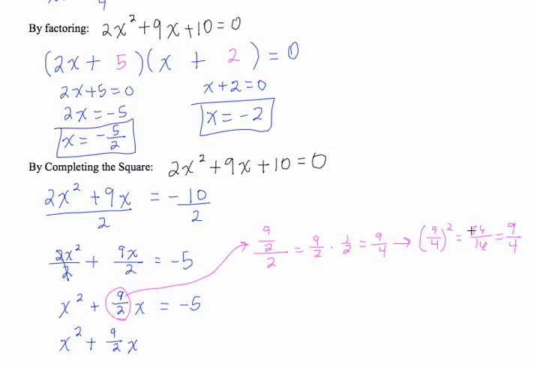And that is completely wrong. 9 squared is not 36. 9 squared is 81. Don't know what I was thinking there. Should have had 81 over 16. So we add 81 over 16 to both sides.